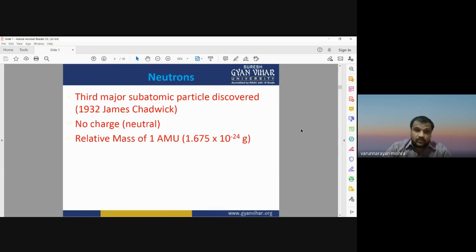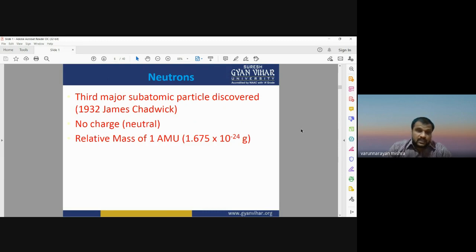Now the neutron, the third major subatomic particle, is the neutron. The neutron was discovered by James Chadwick in 1932. It has no charge. It's a neutral particle, and its mass is around 1 AMU. 1 AMU means 1.675 into 10 to the power of minus 24 gram. So there are three subatomic particles: electron, proton, and neutron.